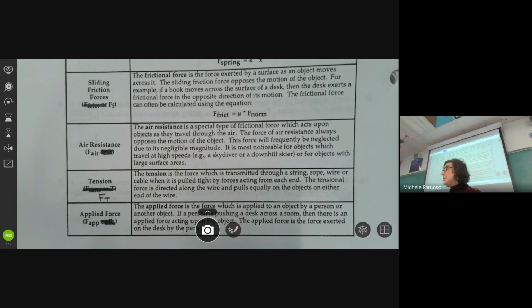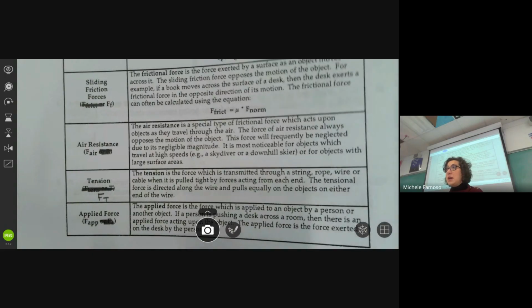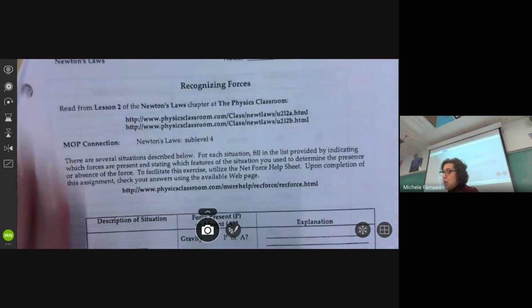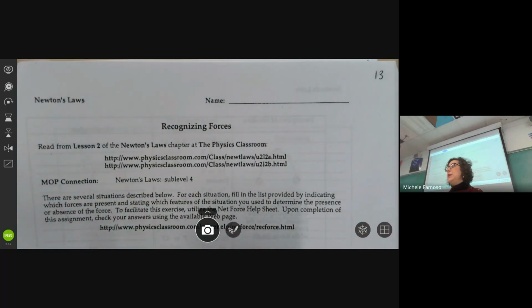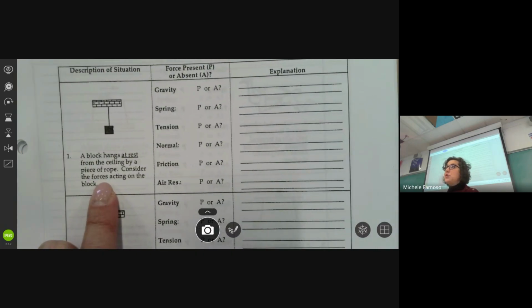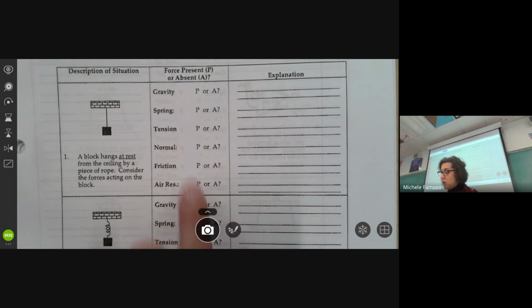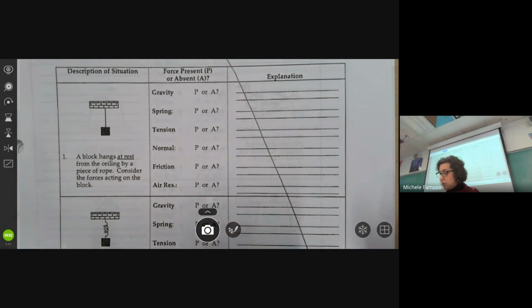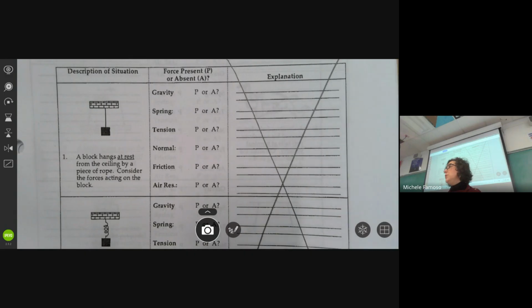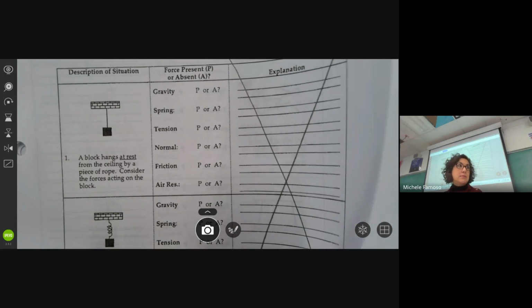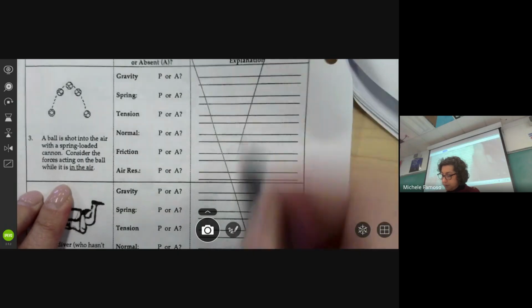All right. Let's now talk about the written piece, pages 13 to 17. I'm modifying the assignment from what's on these worksheets. On page 13, 14, 15, and 16, it's the same thing. They're going to give you a description of what's happening. This column is asking you which of these forces are there and which ones aren't. You circle P or A, present or absent. Cross out the explanation column. You're not going to explain to me why they're there or not. That to me seems redundant. Cross that out on all 4 of those pages.